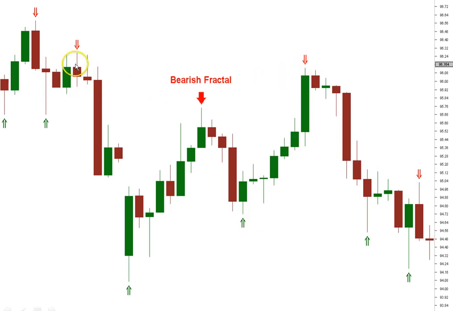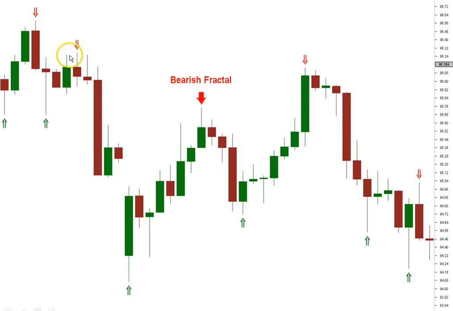Now you can see here, this right here is a bearish fractal because you have this middle fractal, then this one's not higher and neither is this one. This one's not higher and neither is that one. And then what does the market do? It drops down.